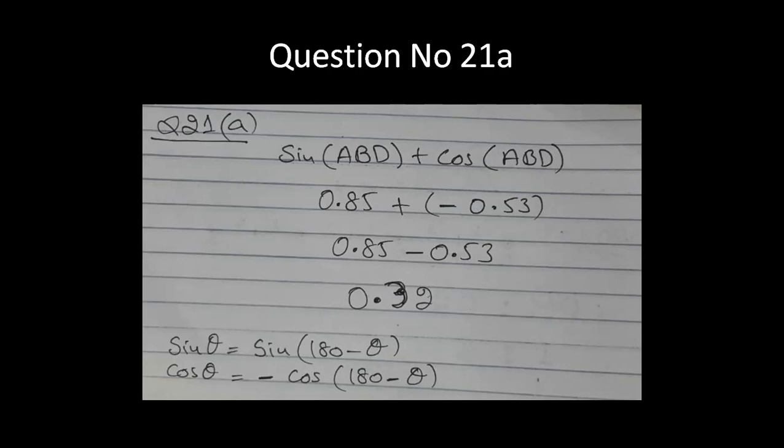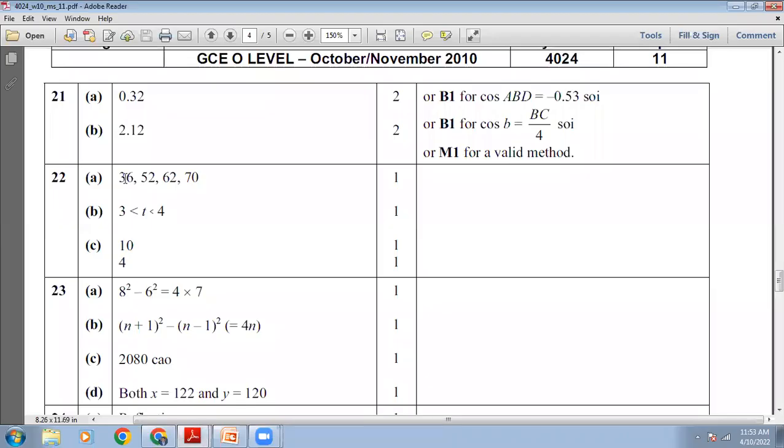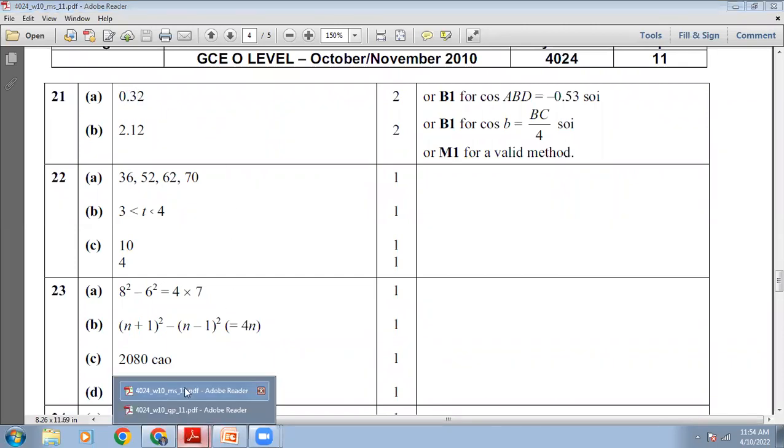So the formula which we have used is that sine theta is equal to sine of 180 minus theta, and cos theta is equal to the minus cos of 180 minus theta. So hope you understand. Let's check. 0.32 is the right answer, sir.